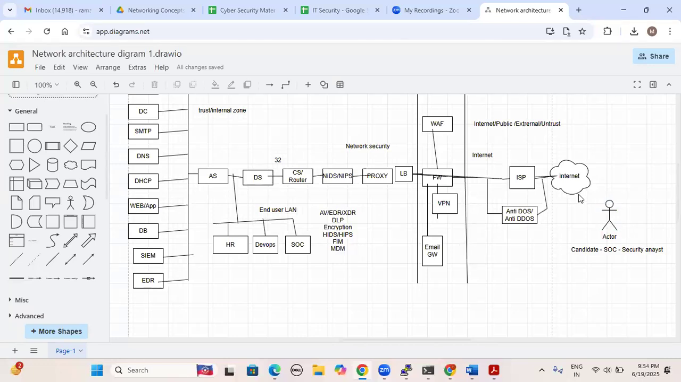This person will come to the internet, from the internet to the ISP router, then to the firewall, the firewall to the load balancer, then proxy, NADS, NAPS, core switch, distribution switch, access switch, SMTP server. Then it will come back to the HR team. So where is the traffic coming from? It is coming from untrust or public to trust or internal, which is called incoming traffic or inbound traffic.